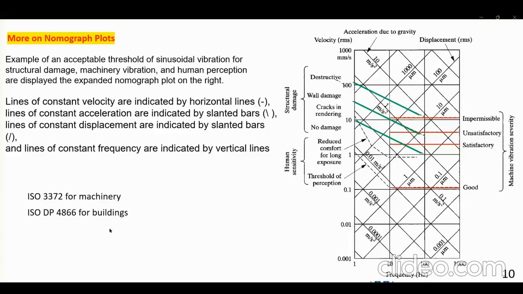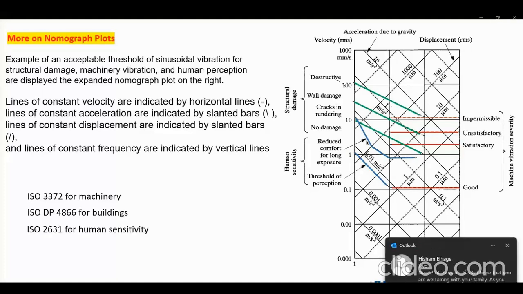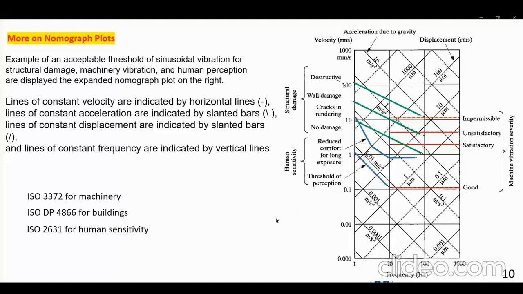And finally, for the human being, it's this blue area, or blue lines, that we're talking about. So you can see that below this one, we can't even feel the vibration. Between this line and that line, we can feel it. And above that, of course, is totally unacceptable and is painful in the long run.